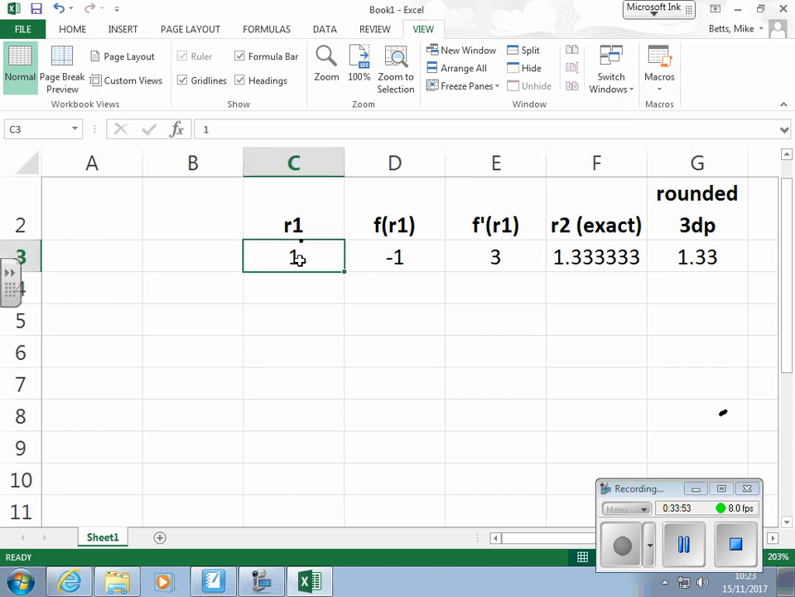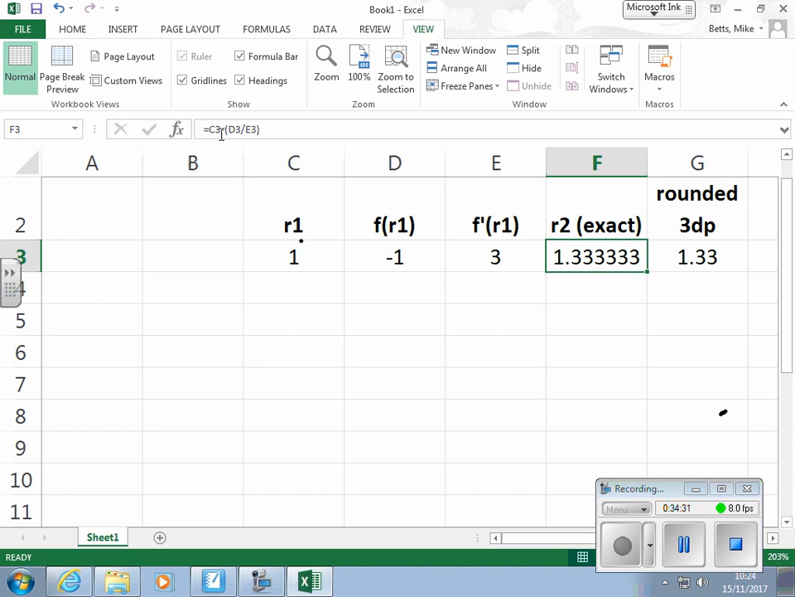In here, I'll put the number 1. That's where we're starting. In that, as the formula for the function, 2 times ln, as a function in Excel, brackets, and then the cell reference for this number here, C3, take away 2. So that's the function. This cell equals 2 divided by the current value of R1 plus 1.